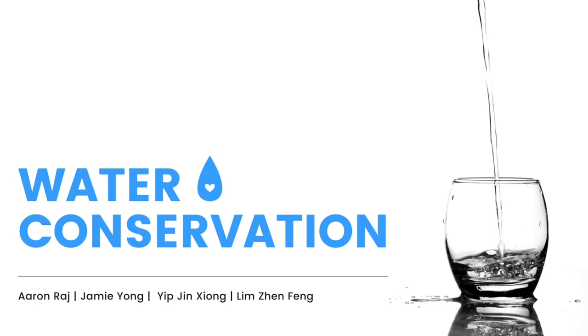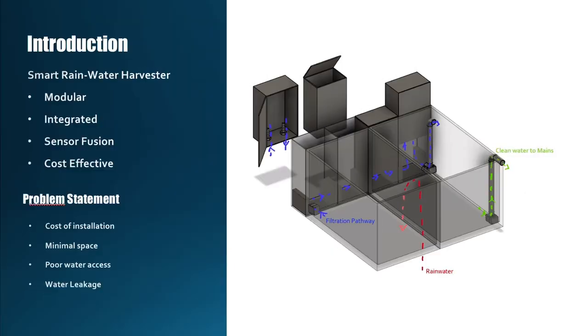Today, my group will be presenting our internal design project, which is under the theme of water conservation. So, into the introduction, what we've proposed for our IDP project is a smart rainwater harvesting system. The goals are to have it be modular, integrated, make use of centrifusion, and also be cost effective.